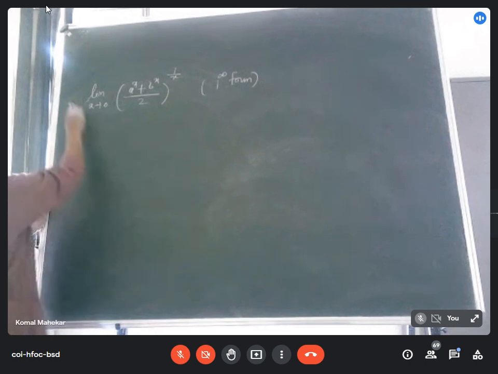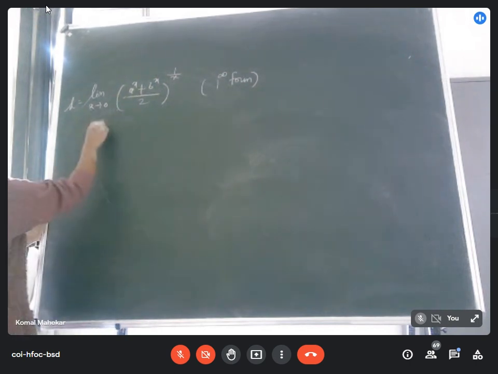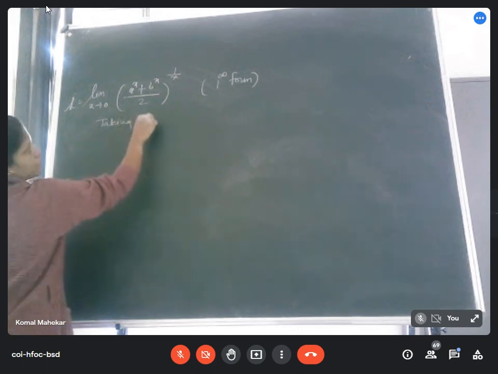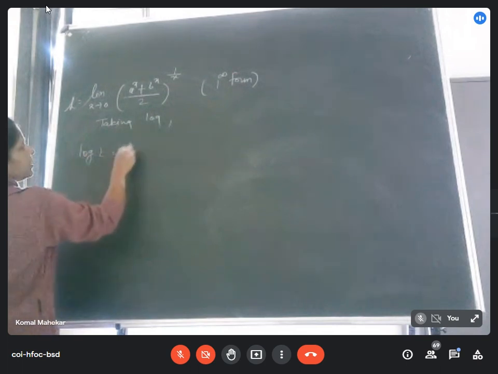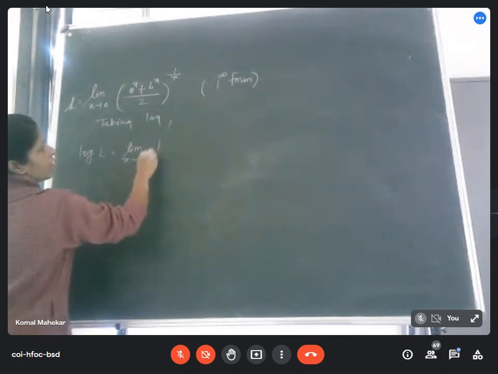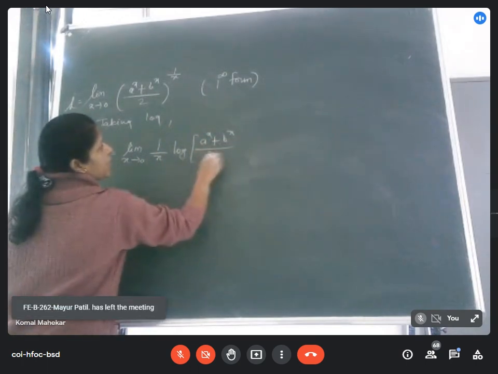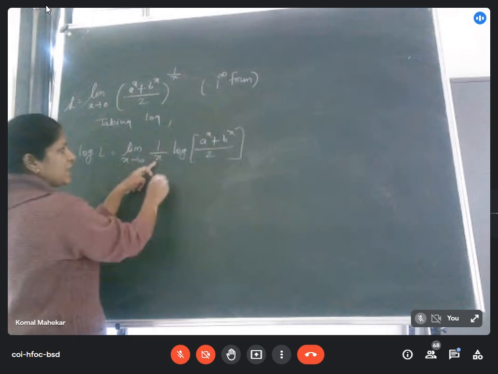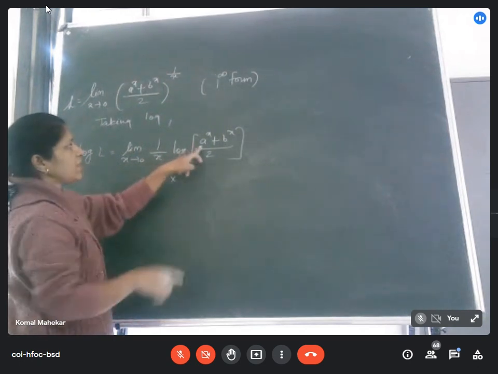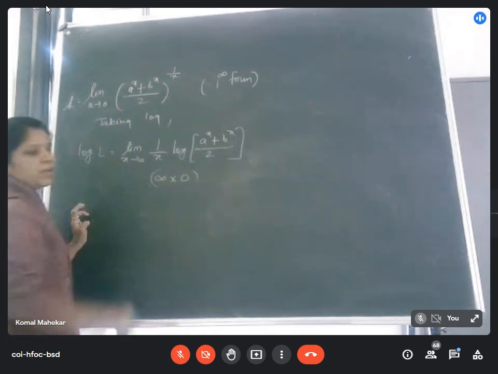Now how to solve this? So let's assume that L is equal to this limit, a raised to x plus b raised to x upon 2, raised to 1 by x. Now in the next step, taking log of both sides, we get log of L is equal to limit x tends to 0 of 1 by x into log of a raised to x plus b raised to x divided by 2. Okay. Now 1 by 0, that is infinity, and if you here put the value of x is equal to 0, this becomes 1 plus 1 is 2, log 1 is 0. So this is 0 into infinity form.